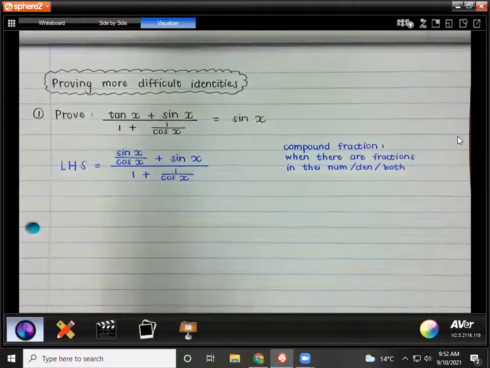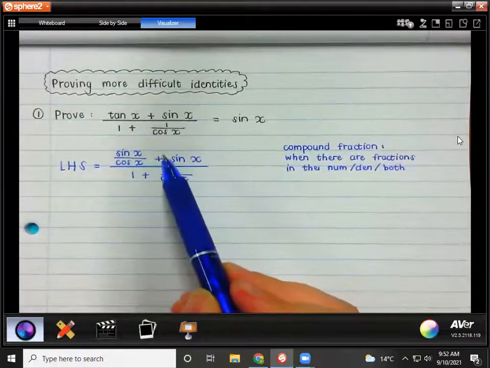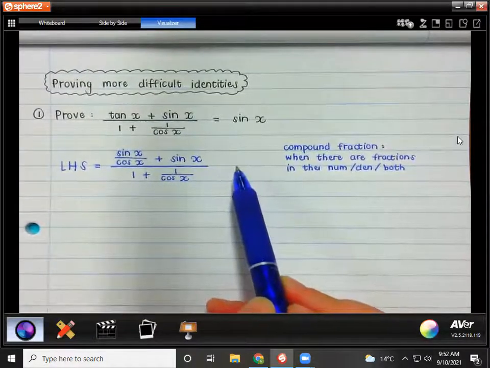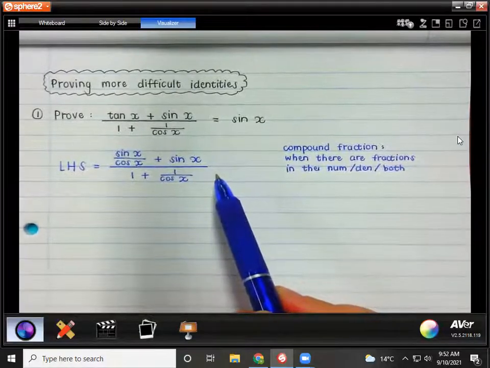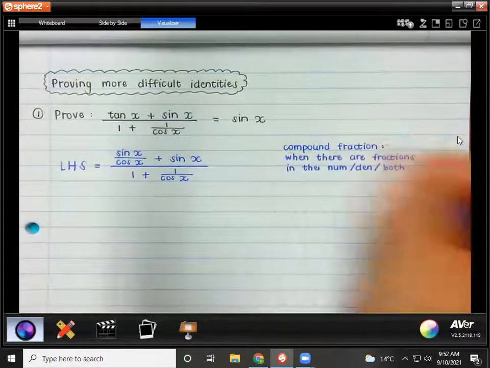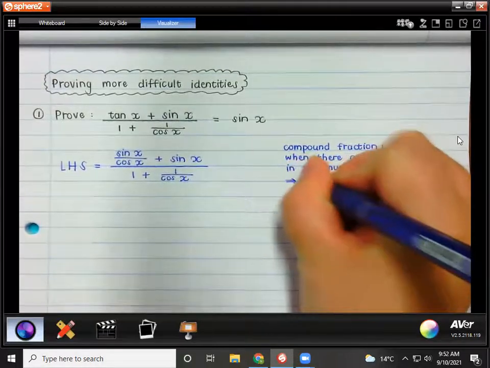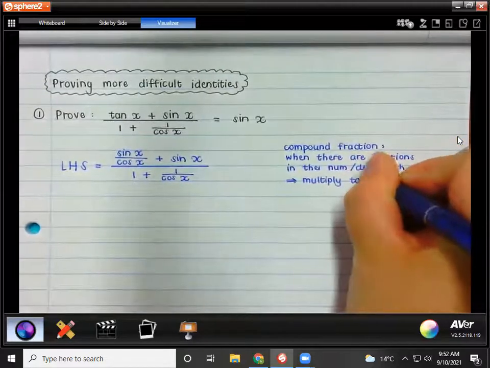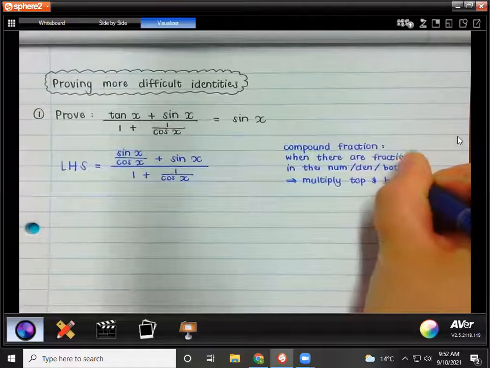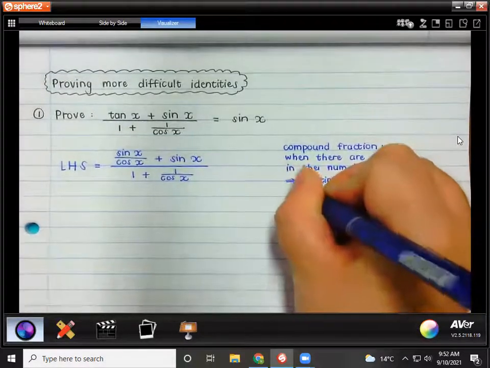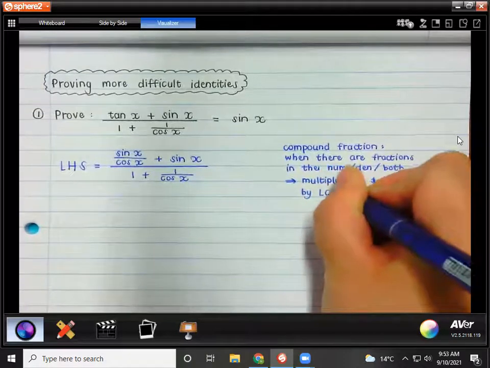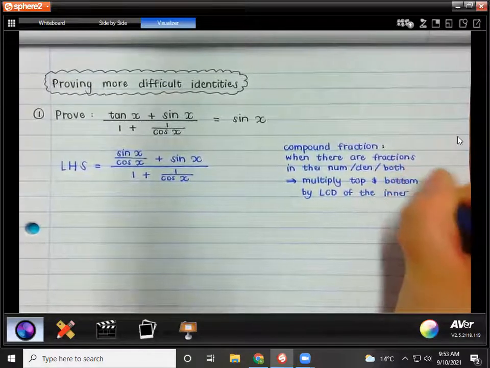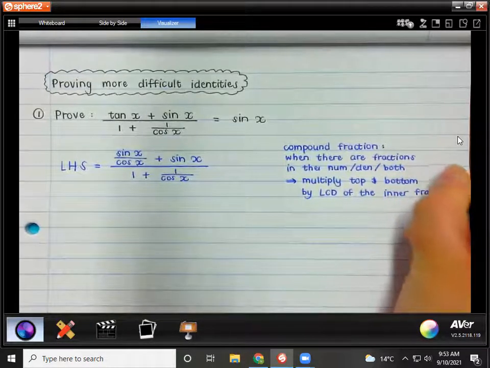I can't quite remember, but what you're going to do to get rid of the smaller fractions, right? You're going to multiply the top and the bottom by the LCD of the smaller fractions. Okay, so I'm going to write that down, then I'll show you how that works. So then multiply top and bottom, or numerator and the denominator, same thing, by the LCD of the inner fractions. That's more correct, I think.